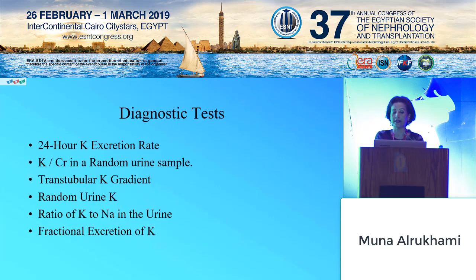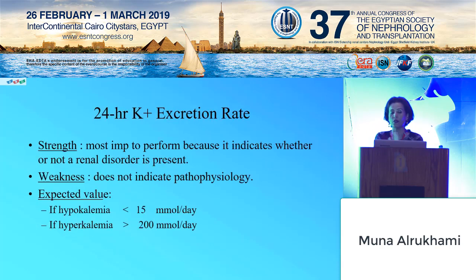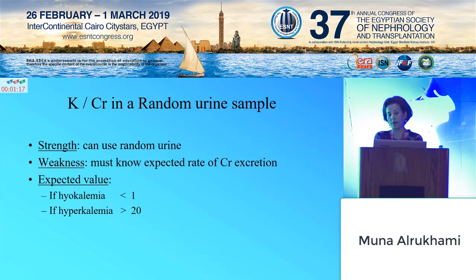The diagnostic tests which are available are 24-hour excretion of potassium, or potassium creatinine ratio, or transtubular potassium gradient. And 24-hour potassium excretion is the best because of the diurnal variation. The expected value in hypokalemia should be below 15, and in hyperkalemia more than 200. The easiest is to do the potassium creatinine ratio in the urine, and the expected value, if it is hypokalemia, should be below 1, and if hyperkalemia, above 20. If it is beyond this expected value, it means the cause is the kidney.